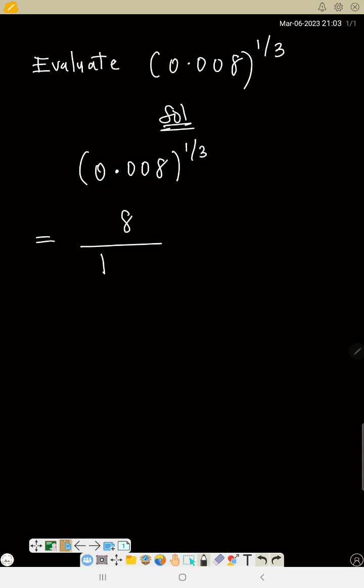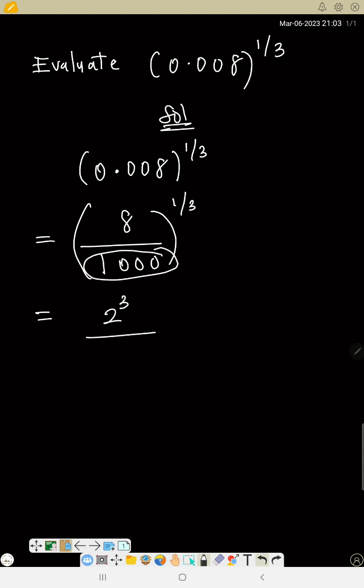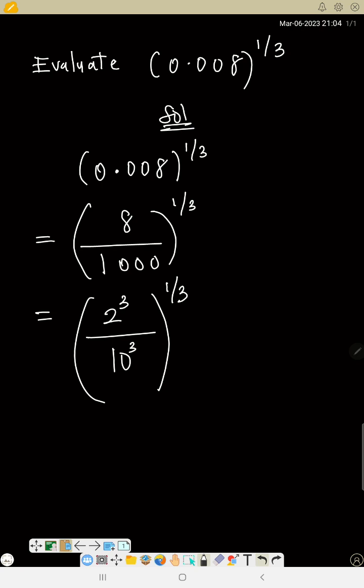So that will be 1, 2, 3. Now everything raised to power 1 over 3. So now what is the index form of 8? So that will be 2 raised to power 3. What's the index form of 10 to power 3? That is 10 raised to power 3. So everything raised to power 1 over 3.